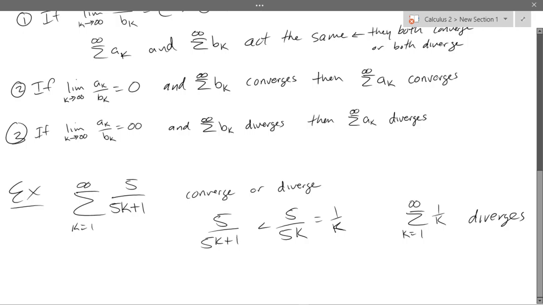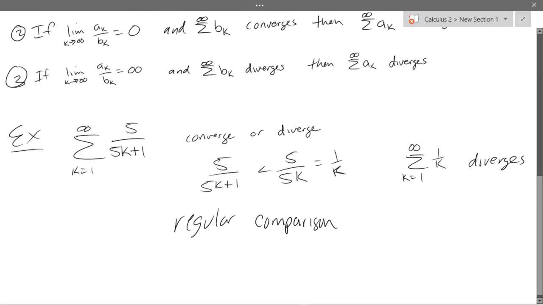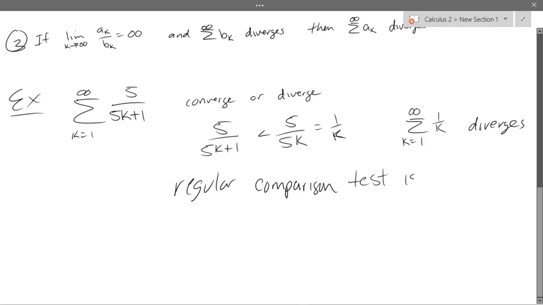I know that the bigger series diverges, but that doesn't mean that the smaller one diverges. So if I use the regular comparison test, I can't make a conclusion right now. I found a bigger one that diverged. That doesn't tell you that the smaller one converges. So I'm just showing you that the regular comparison test does not give us any conclusion right here. So the regular comparison test is inconclusive.